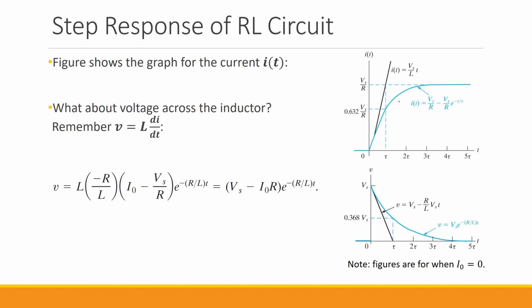So this figure shows the graph of the current for the circuit that we have seen in the previous slide. You should consider that for drawing this graph, I0 is assumed to be 0. But even if it's not 0, it might look like something like this. It starts from I0 and then goes to Vs over R over time. I0 can even be larger than Vs over R, and it wouldn't matter. If I0 was larger, we should have a graph like this.